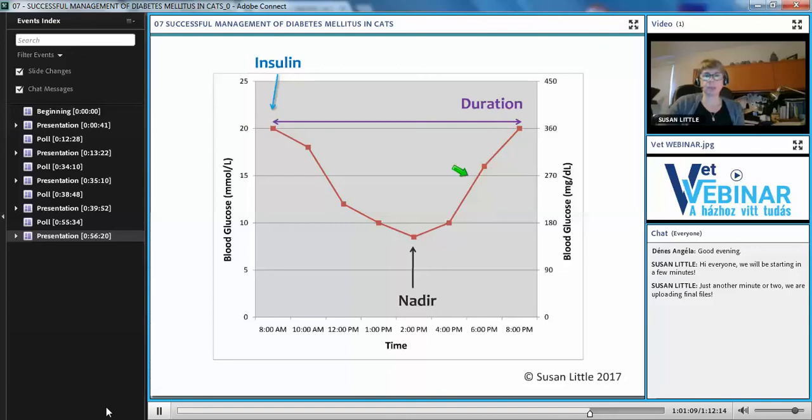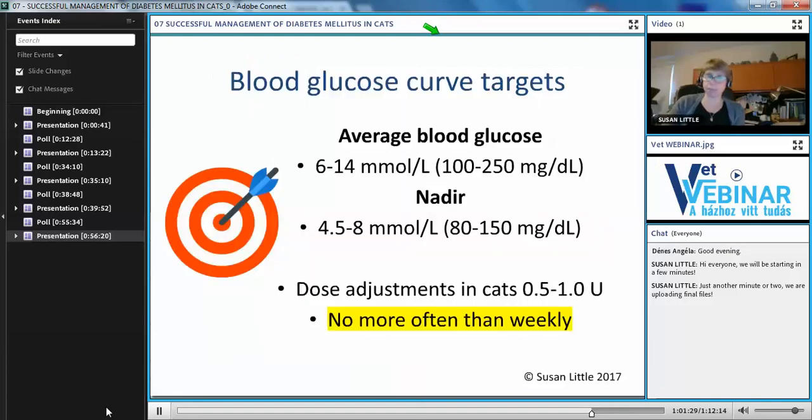And then the nadir, of course, is the lowest point. In this pet, the nadir was about 9 millimoles per liter. And it occurred roughly halfway through the day in the early afternoon. So those are the questions that you want to ask to evaluate if that insulin dose and if the insulin is working appropriately for your patient.